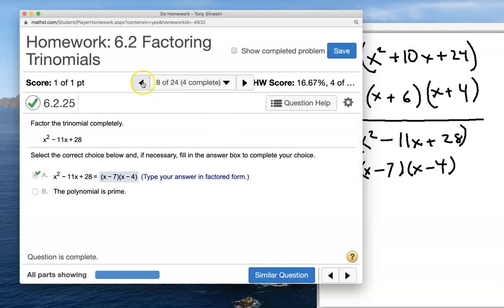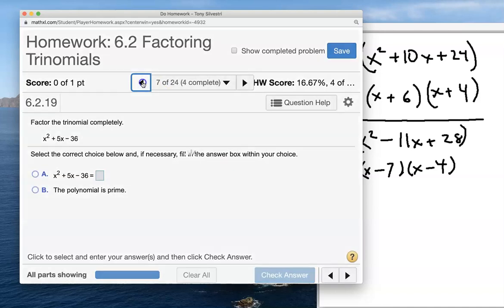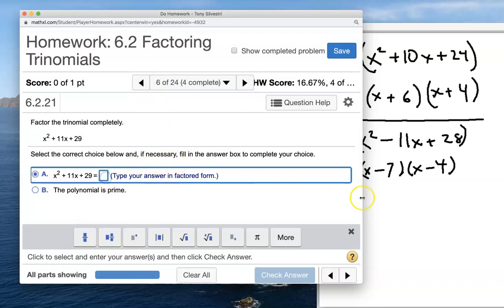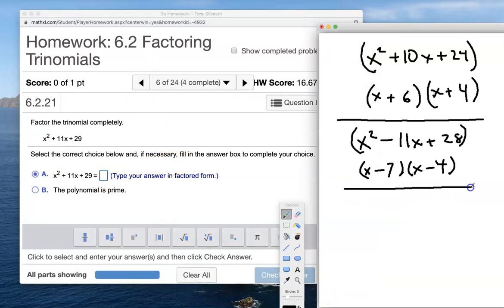Okay, let me go backwards. There was one problem I want to go into right over here. Now, you might think, okay, let's put that problem down: x squared plus 11x plus 29. And you say, okay, that's one big bundle, and I'm going to go with this pattern here.